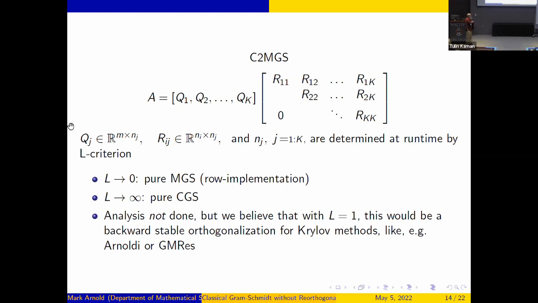Again, if you take L larger than 1, there's no guarantee that you have the orthogonality in columns of Q that you want. I haven't done this analysis, but I think the theorem that I showed earlier is going to say that I get a backward stable Krylov type method by using this classical Gram-Schmidt with the L criterion.